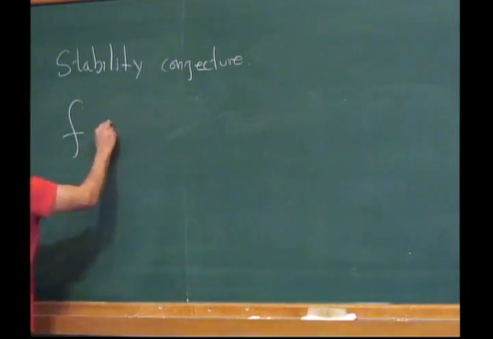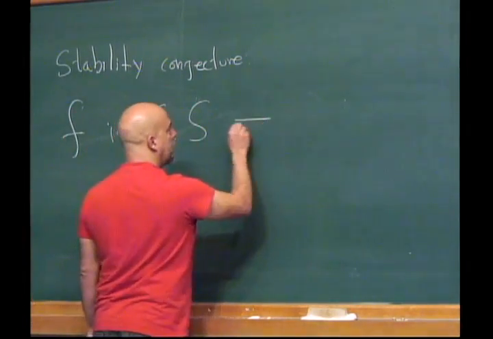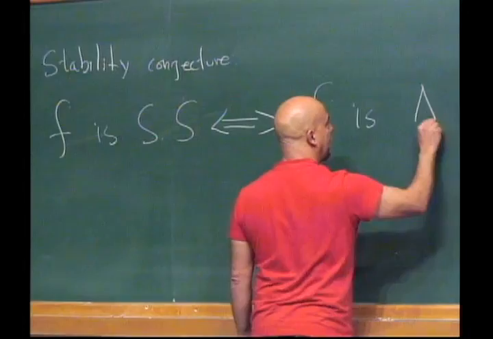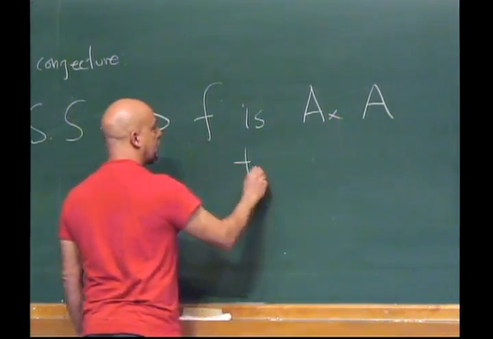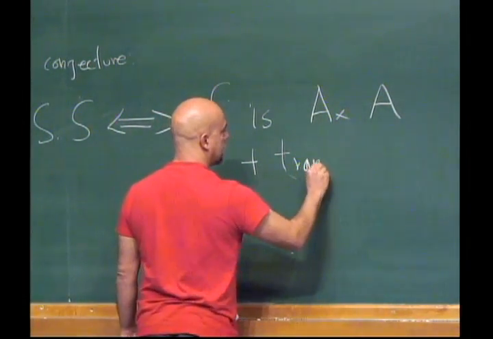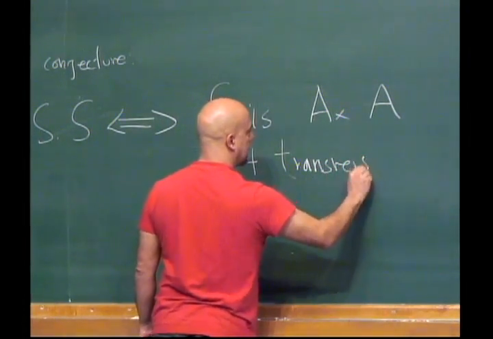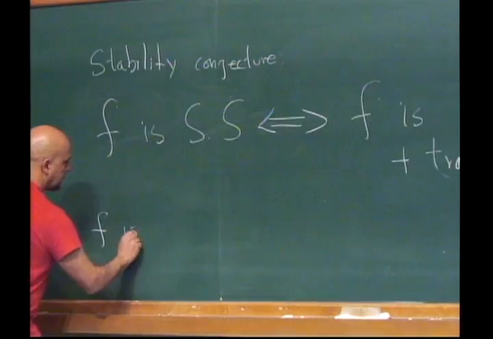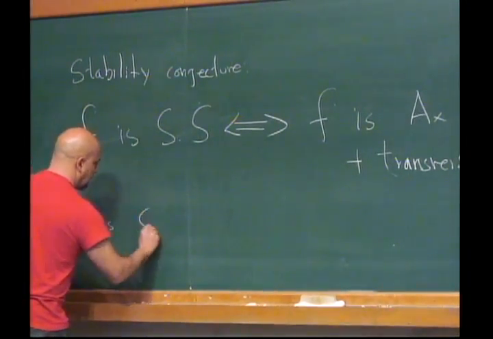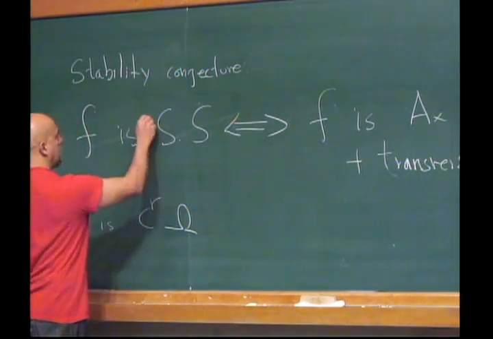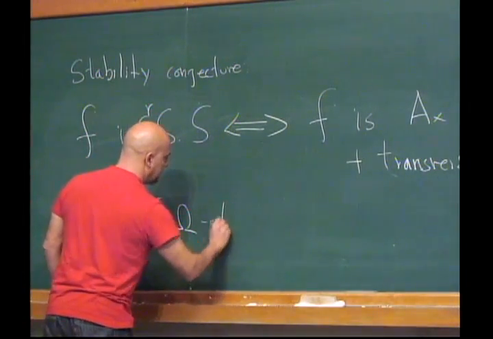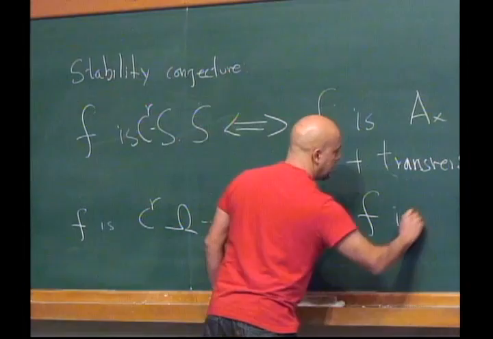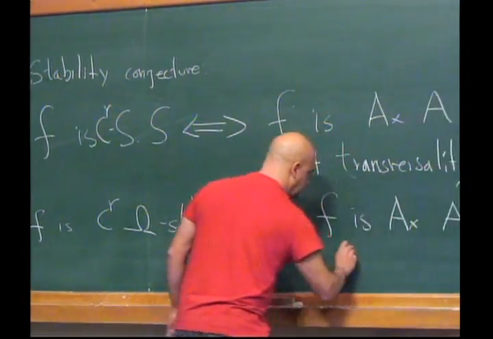So F is structurally stable if and only if F is Axiom A and a transversality condition. And also, F is C^R, C^R omega stable, if and only if F is Axiom A plus no cycles.